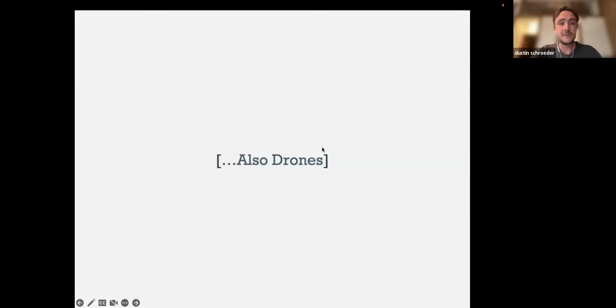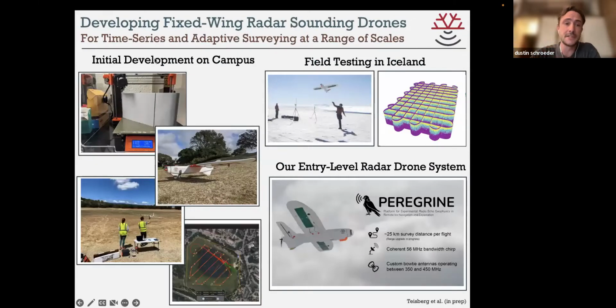The final thing I'll add, which is not related to Thwaites, but is related to technology, is like many groups are developing drones. And my other student, Thomas, who you might want to invite for a future one of these, is developing these fixed wings radar sounding drones. So these again were COVID development efforts.